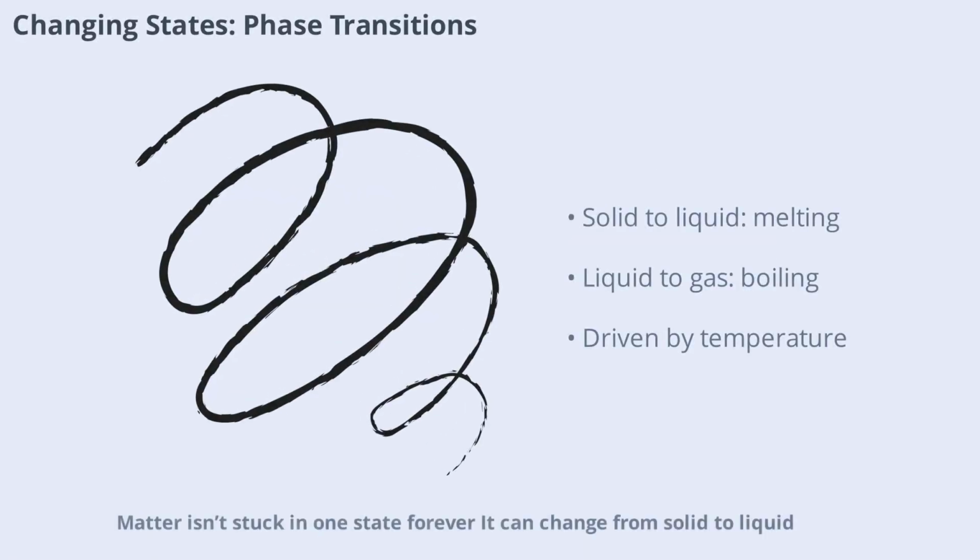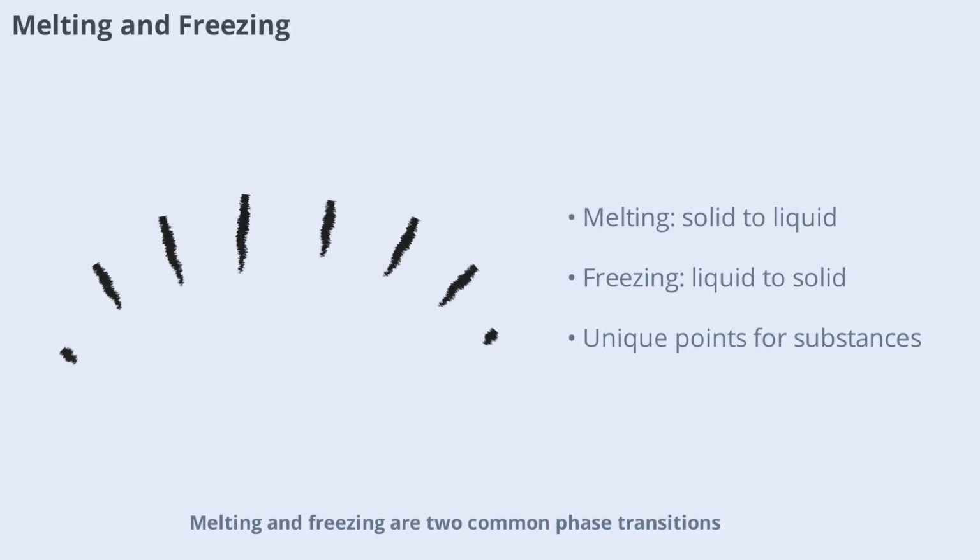Matter isn't stuck in one state forever. It can change from solid to liquid, liquid to gas, and even back again. These changes are called phase transitions. For example, when ice melts, it turns into water, a solid becoming a liquid. When water boils, it becomes steam, a liquid turning into a gas. These transitions happen because of changes in temperature or pressure, which affect how particles move and interact. Understanding phase transitions helps us explain everyday phenomena like why ice cubes disappear in a drink or how clouds form in the sky. Melting and freezing are two common phase transitions.